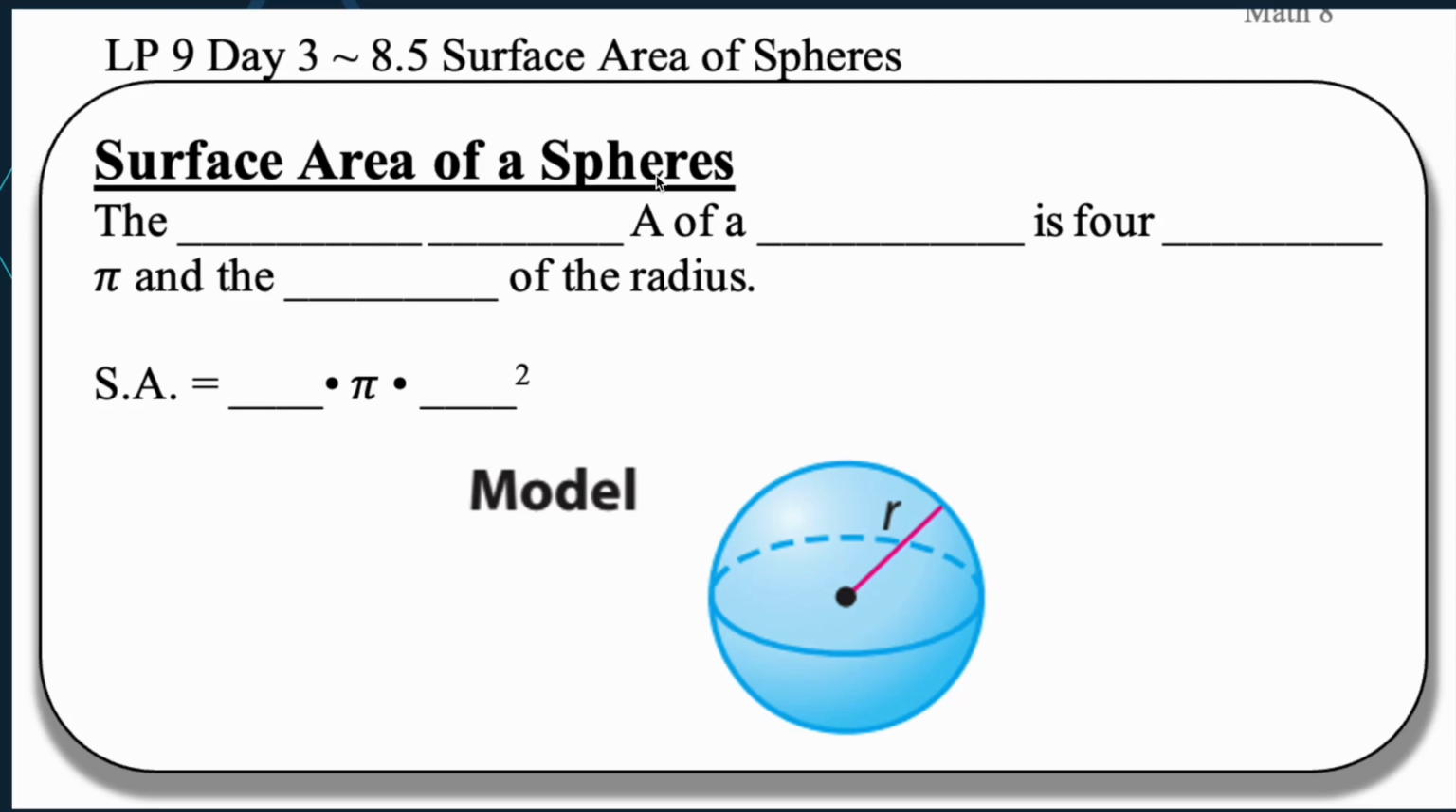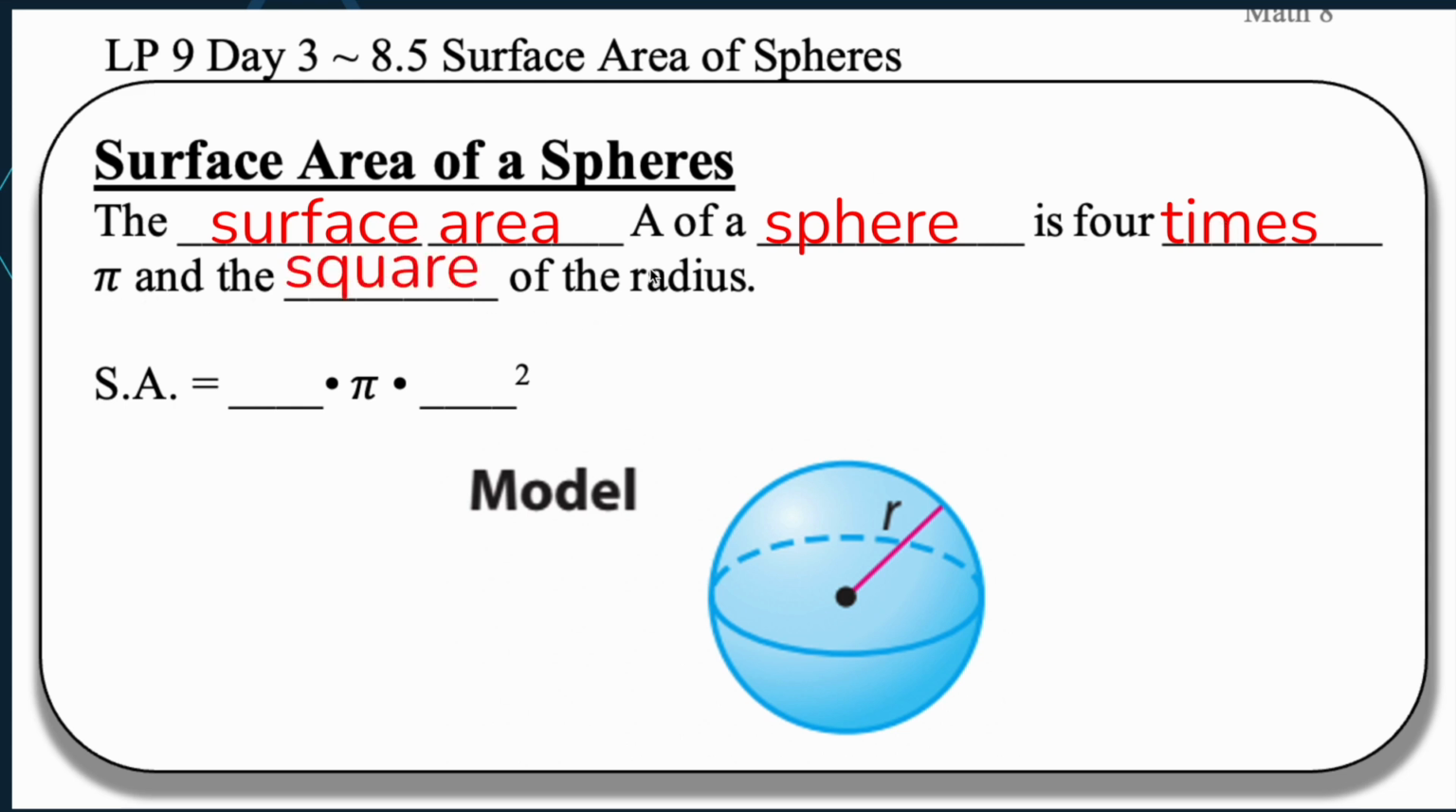In this video, we're going to take a look at the surface area of a sphere. And remember, a sphere is just another name for a ball, right? It's not a circle, it's three-dimensional. So now it's actually a ball shape, which we call a sphere. So the surface area A of a sphere is 4 times pi times the square of the radius.